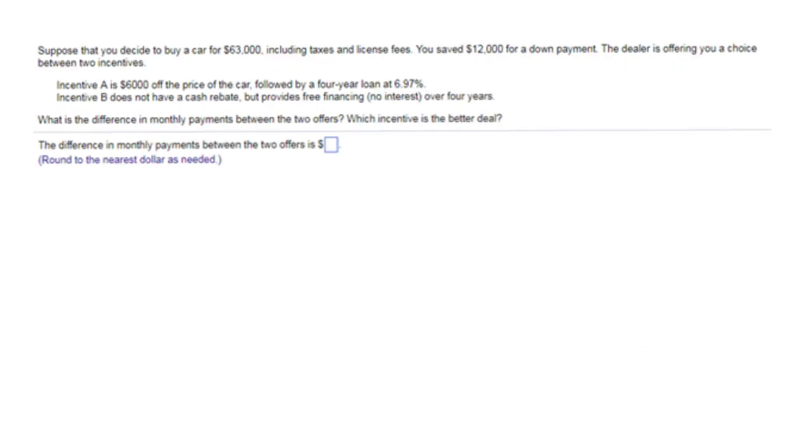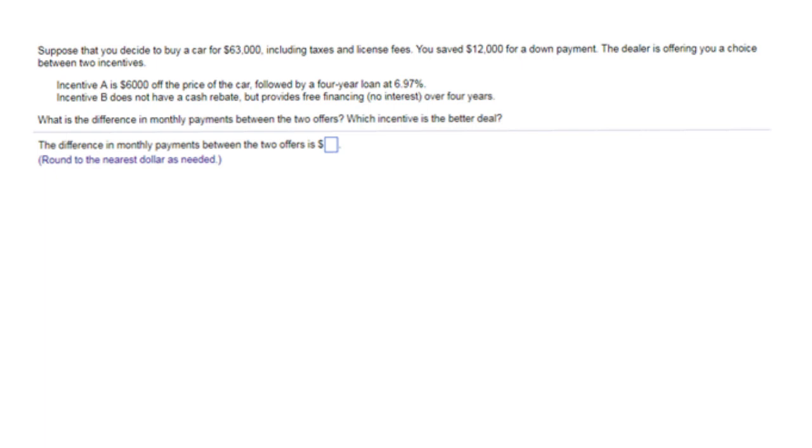Suppose that you decide to buy a car for $63,000, including taxes and license fees. You saved $12,000 for a down payment. The dealer is offering you a choice between two incentives. Incentive A is $6,000 off the price of the car, followed by a 4-year loan at 6.97%. Incentive B does not have a cash rebate, but provides free financing, no interest, over 4 years. What is the difference in monthly payment amounts between the two offers? That's your first question. The second question is, which incentive is the better deal?